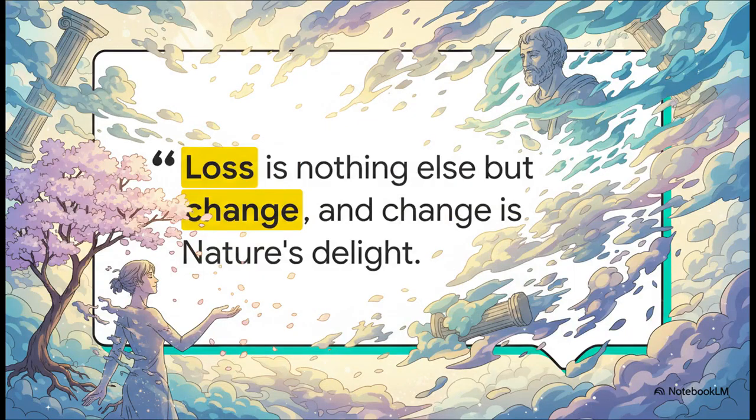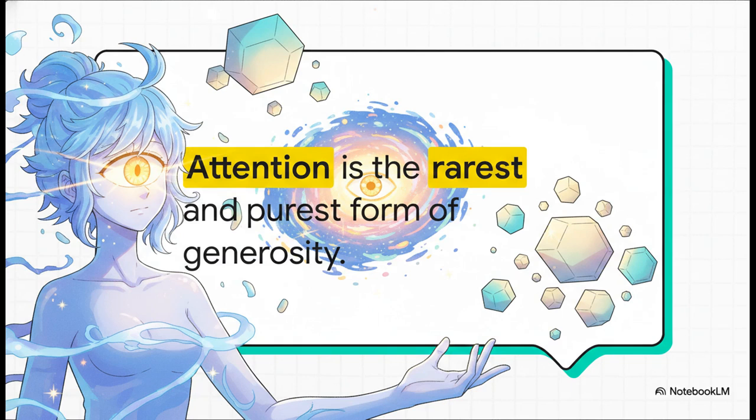From Marcus Aurelius, the Roman emperor, the narrator gets this discipline of stoicism. It's the practice of just accepting that everything is constantly changing, and that what we call loss is really just another word for change. Then, from the French philosopher Simone Weil, comes this powerful idea of attention as a kind of spiritual practice. We're not talking about just focusing on something, but a kind of pure, selfless observation that can almost make the observer dissolve.